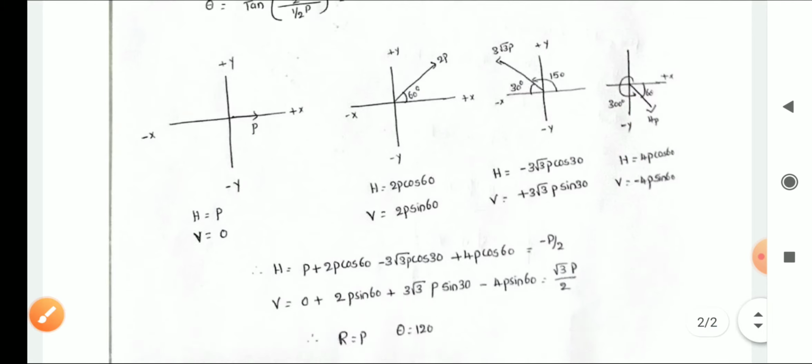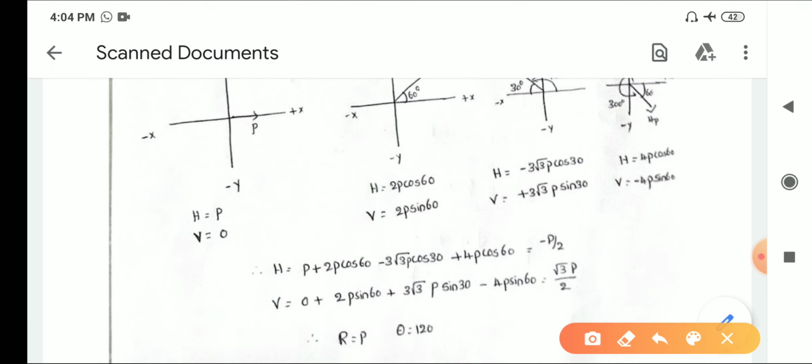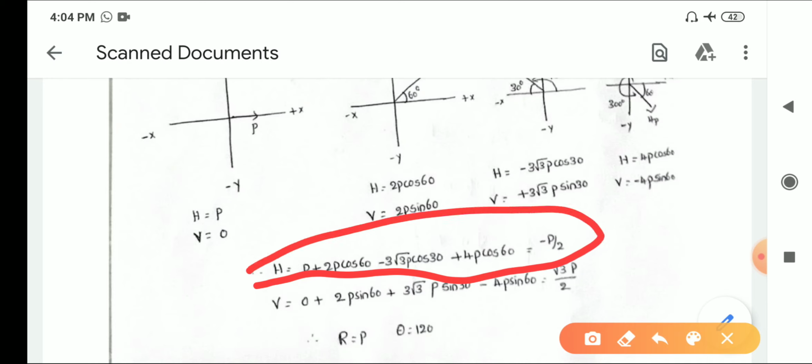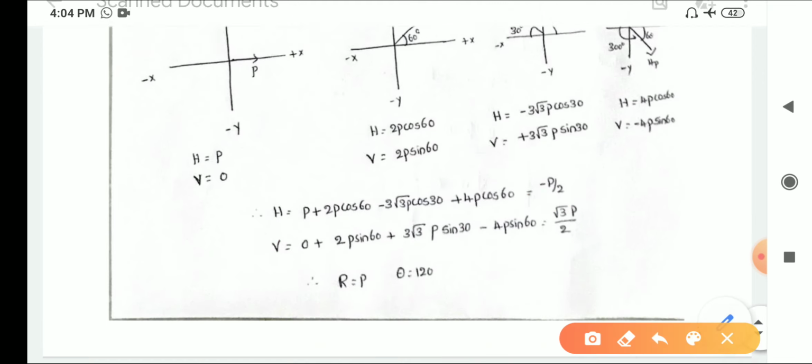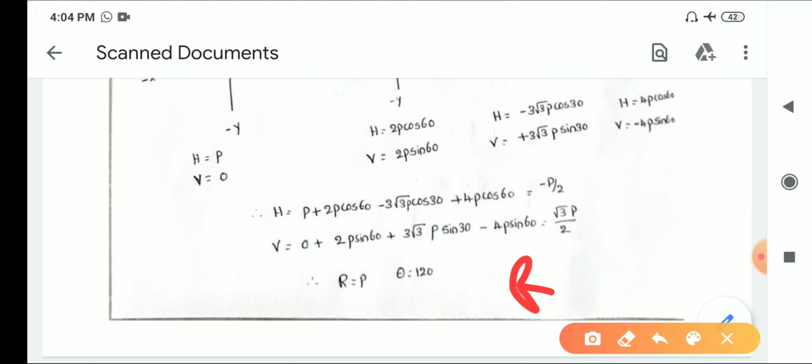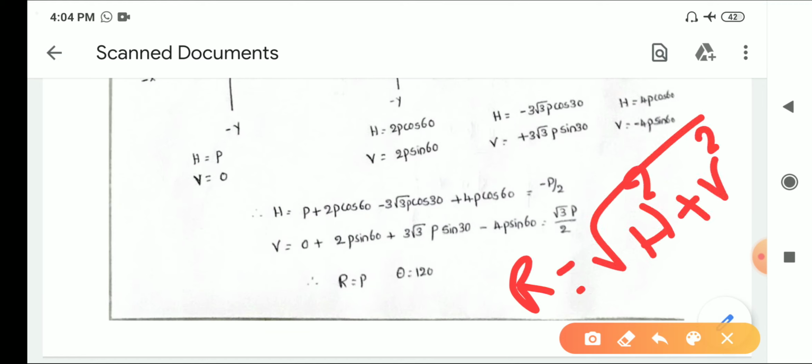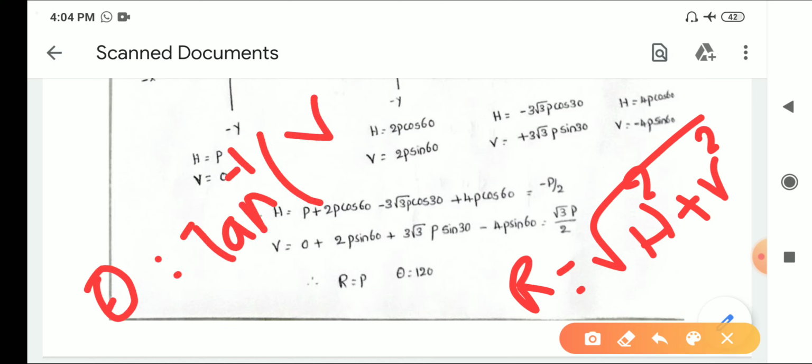Okay, likewise you can find out the horizontal and vertical components individually for each force, and then combining all the horizontal forces, you can get H component, and combining all the vertical forces, you can get vertical component. So finally, similarly, you can apply the formula of R is equal to root of H square plus V square, and also direction will be tan inverse of V by H.